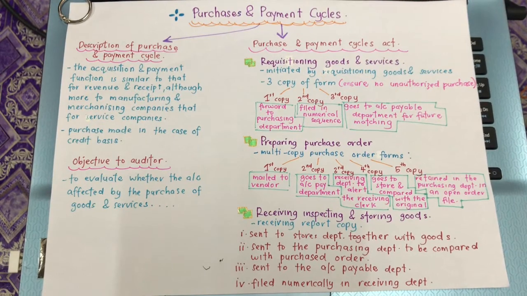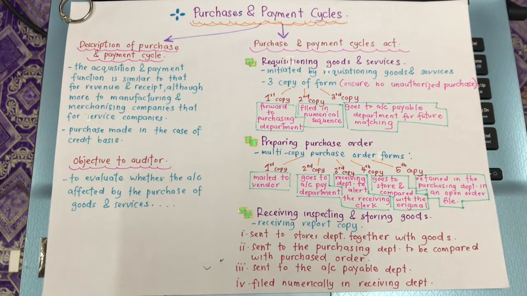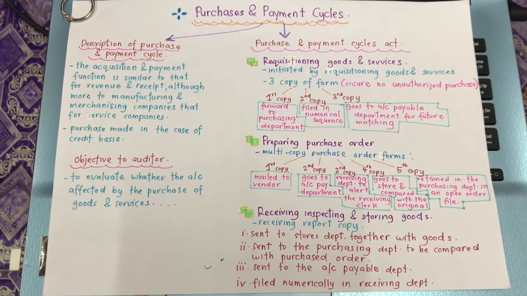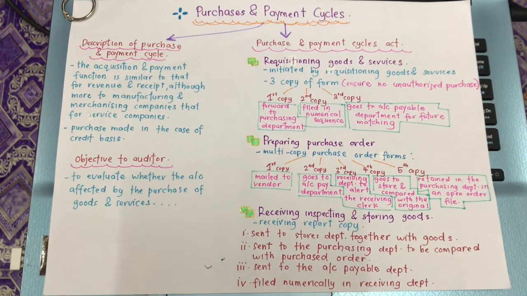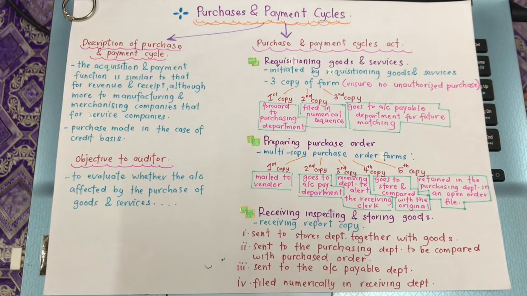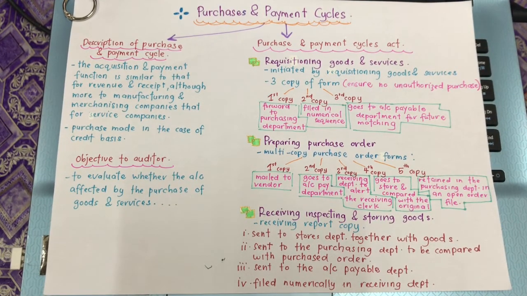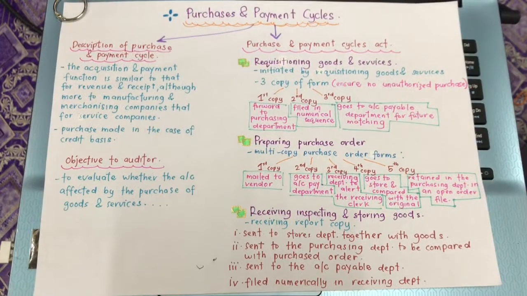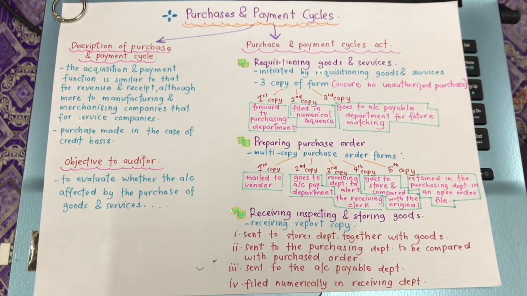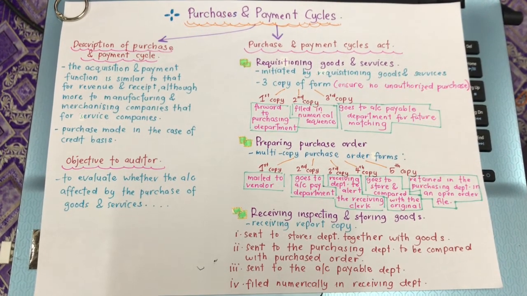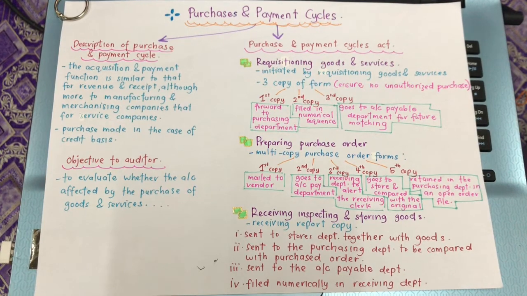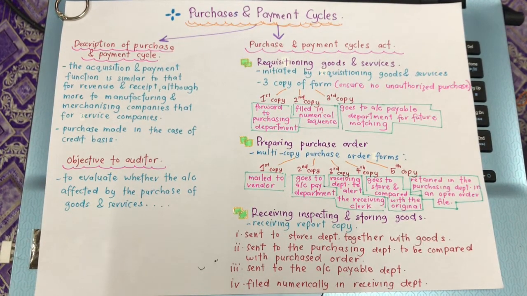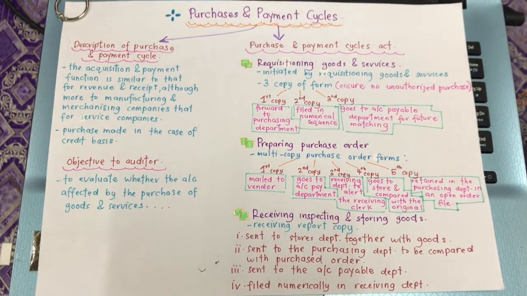Purchases and payment cycle. The acquisition and payment function is similar to that for revenue and receipt, although more so for manufacturing and merchandising companies than for service companies. Purchases can be made on a credit basis. Subsequent payment for the goods and materials purchased involves an outflow of cash. The auditor's objective is to evaluate whether the accounts affected by the purchase of goods and services and the cash payment for those purchases are fairly presented in accordance with generally accepted accounting principles.